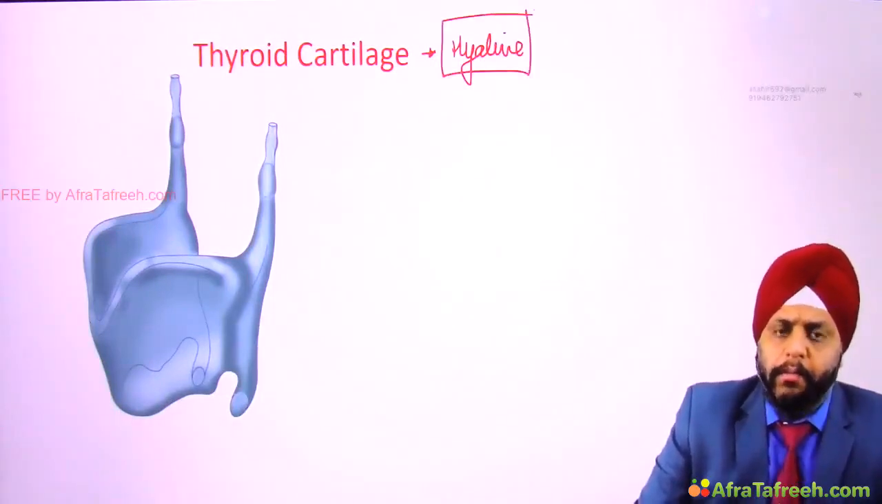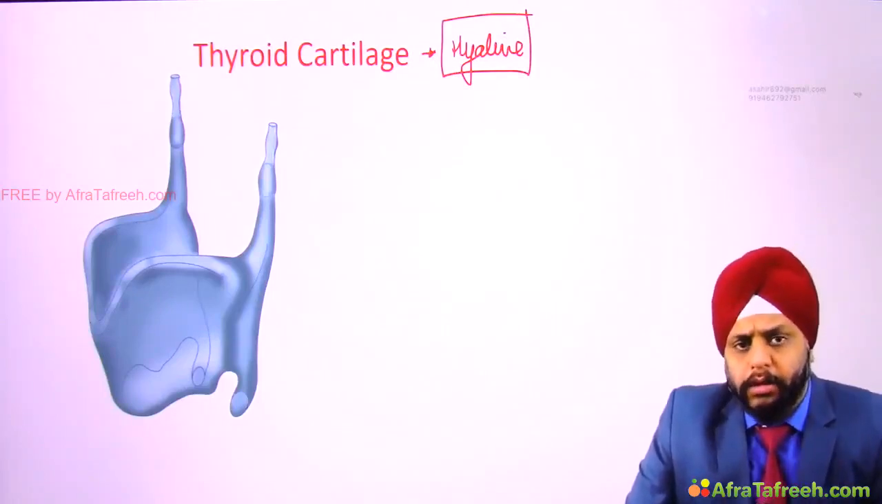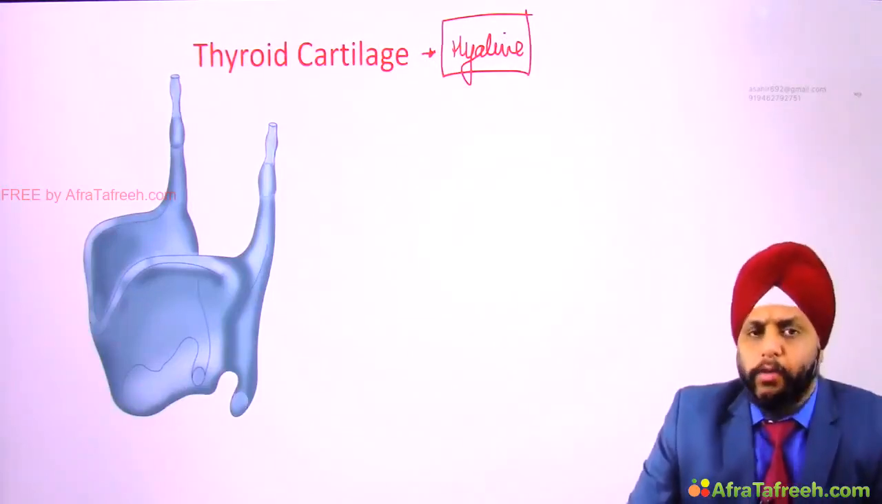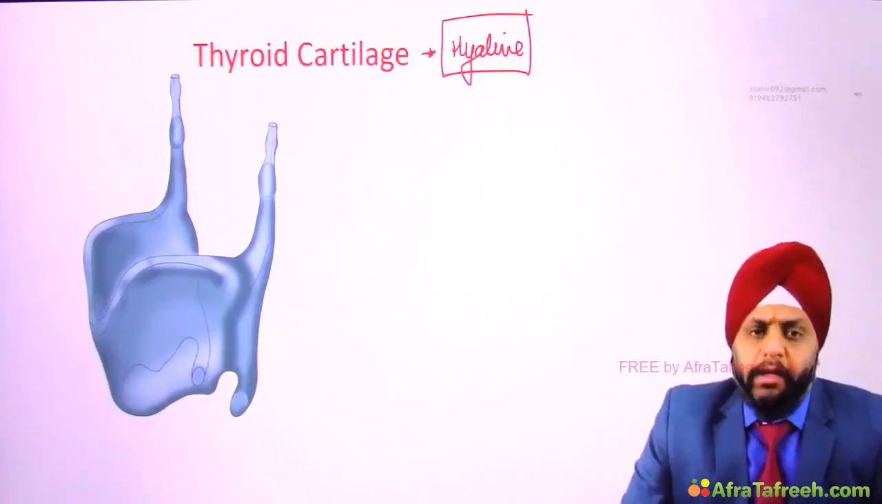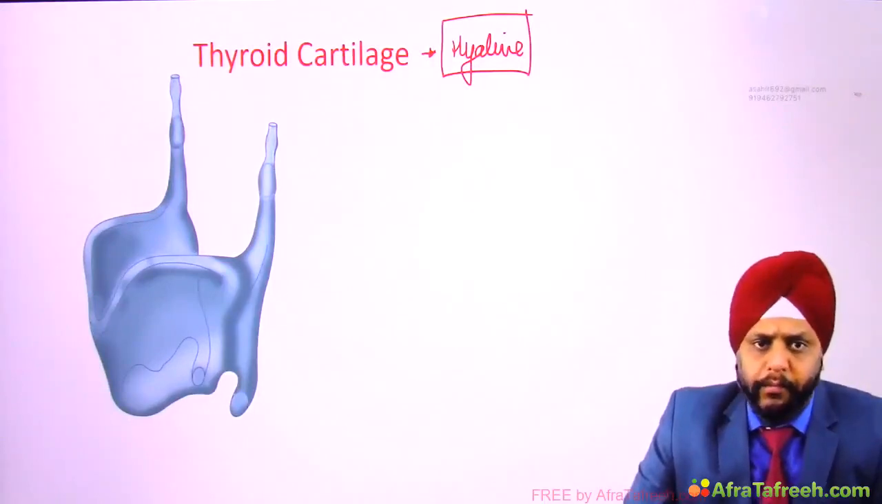Now remember, the hyaline cartilage ossifies, it becomes bony with age. So in old age, if you do an X-ray, you'll find that there are some bony parts in this cartilage. Okay, it will become hard, it will become bony with age. Now let's look at this thyroid cartilage.